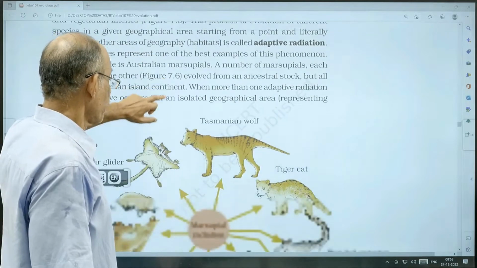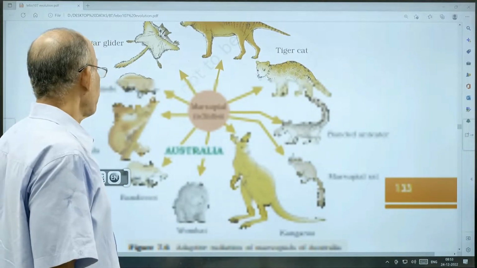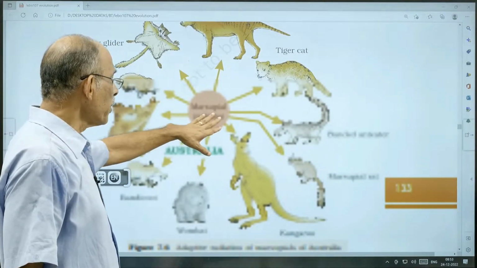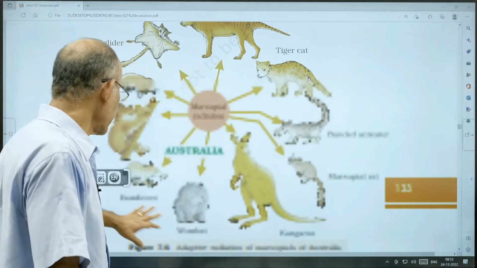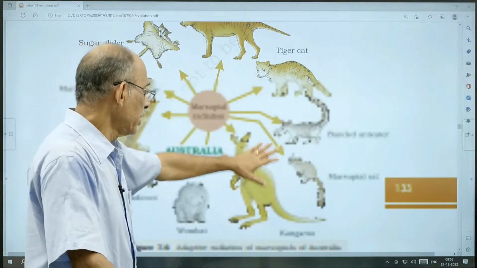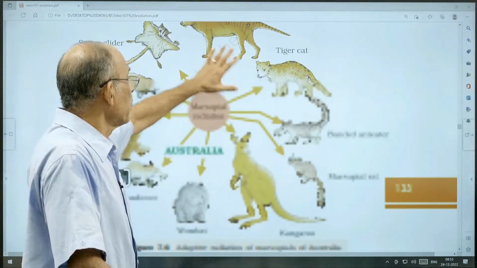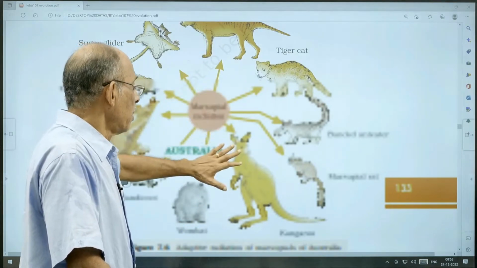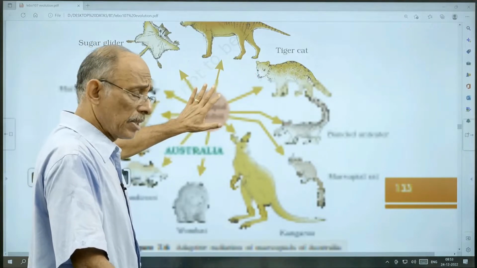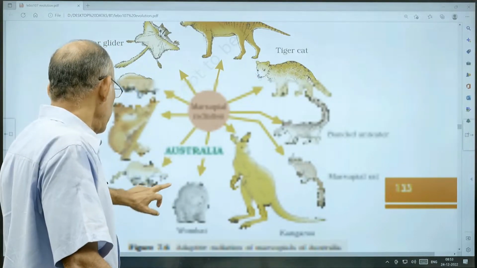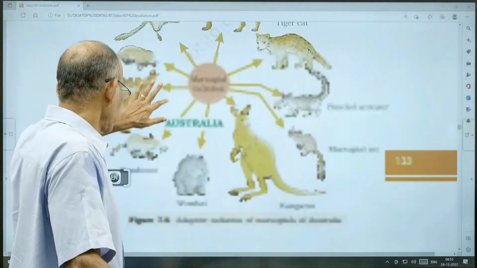So these are the pouched mammals with adaptive radiation from a common point, from a marsupial ancestor, with different varieties, nine or ten varieties of this. All these are pouched mammals. A typical example is the kangaroo, and all these are different types of pouched mammals. So from a common point, they are radiating in different directions. That is adaptive radiation.